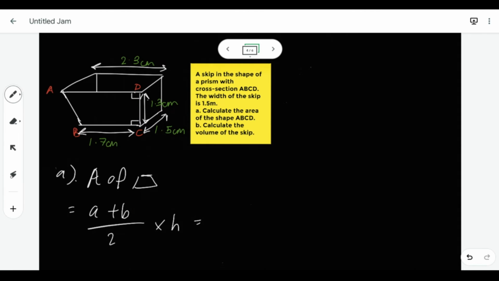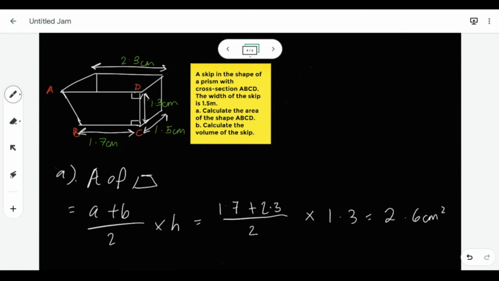Now, just inputting these into the formula, so you have 1.7 plus 2.3 divided by 2 times by 1.3, and you get 2.6 centimeters squared.